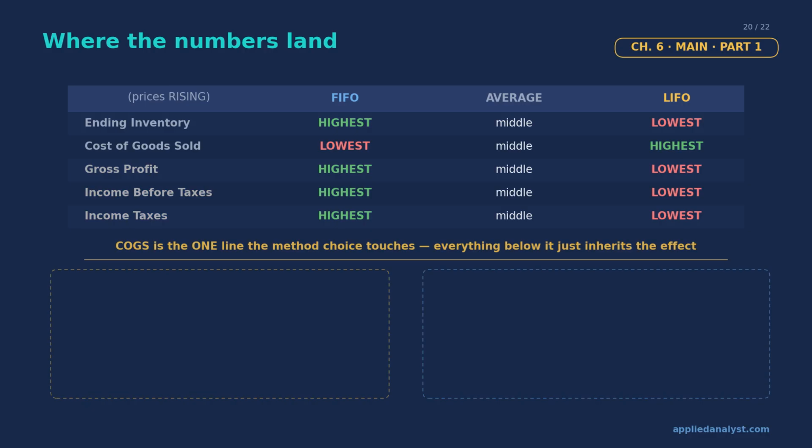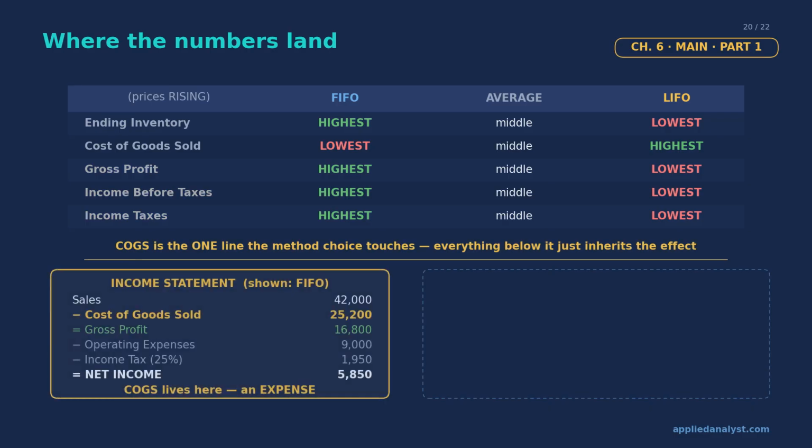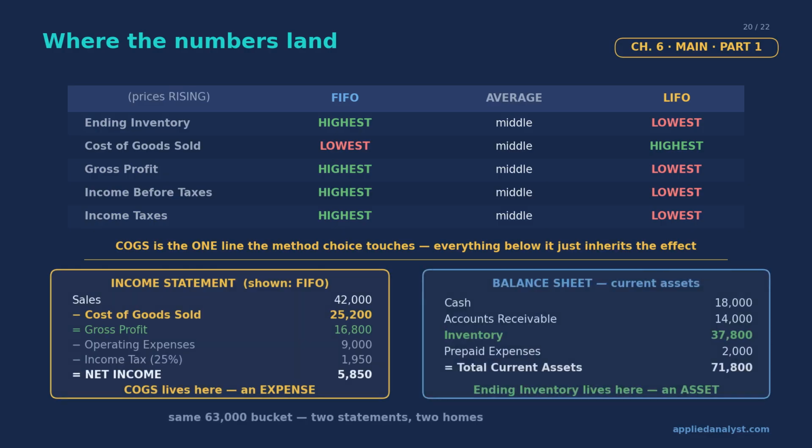Now let's see where the two headline numbers actually live. On the income statement, cost of goods sold sits as an expense. That's our $25,200 under FIFO, and it flows down through gross profit to net income. On the balance sheet, ending inventory sits right in current assets, alongside cash and accounts receivable. That's our $37,800. Same bucket, two statements, two homes. That's the chapter in one picture.